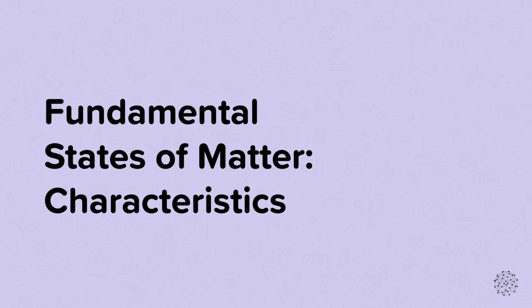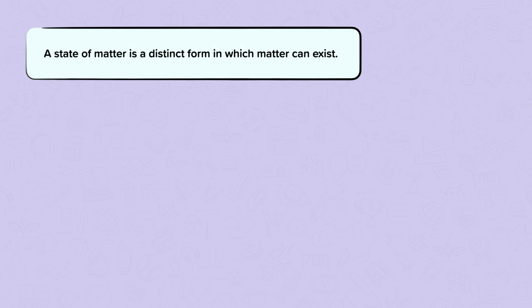In this nugget, we're going to look at the fundamental states of matter and the characteristics of them. A state of matter is a distinct form in which matter can exist. There are 4 states of matter that are observable in everyday life.